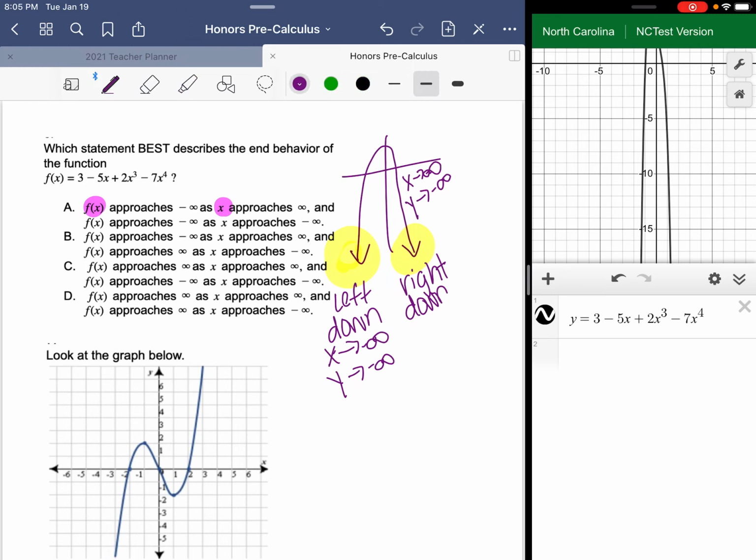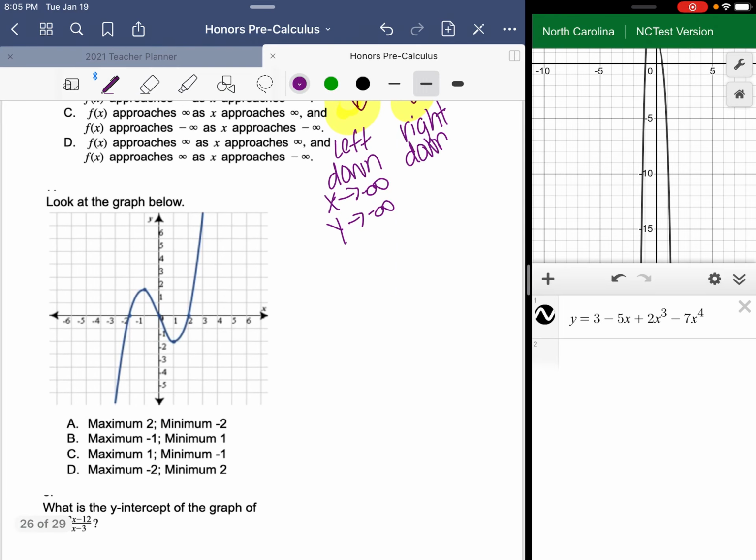So I'm looking at as x approaches infinity for the first one. So this one says as x approaches infinity, y approaches negative infinity. That is true. So then we have as x approaches negative infinity, y approaches negative infinity. So the correct answer is actually going to be A. So again, be careful. Make sure you're reading it correctly. Make sure the x's are the correct x piece and the y is the correct y piece.